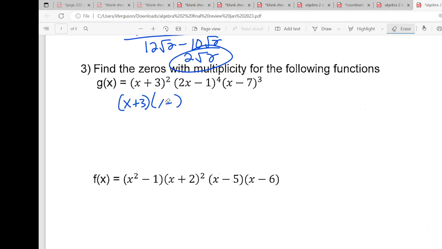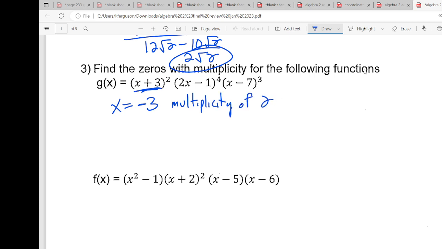So let's talk about what my zeros are. So x can equal -3. Because if I just think of this, what x makes that 0? -3. And that's got a multiplicity of 2. This next one, I'm going to work it out over here because it may not be as easy to see.